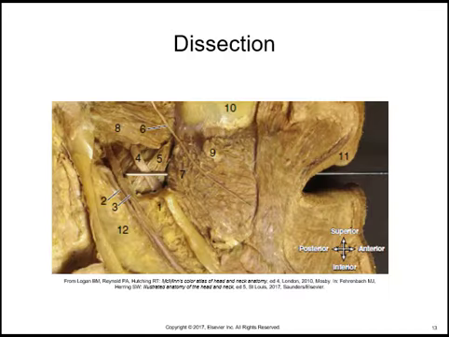And then here's another dissection of kind of what we're looking at. So number 4 is that lingual nerve. Number 3 is the inferior alveolar nerve. So there's that inferior alveolar nerve. Number 4 is the lingual nerve. Number 2, we have the inferior alveolar artery. Okay. Number 6 is that long buccal nerve.